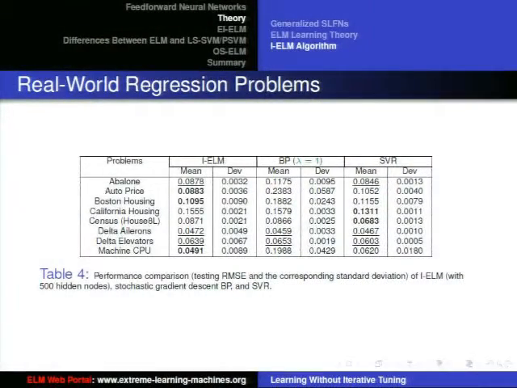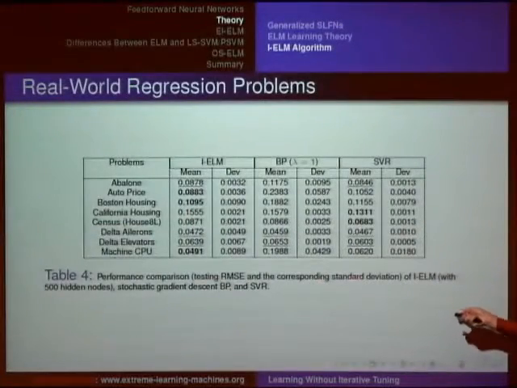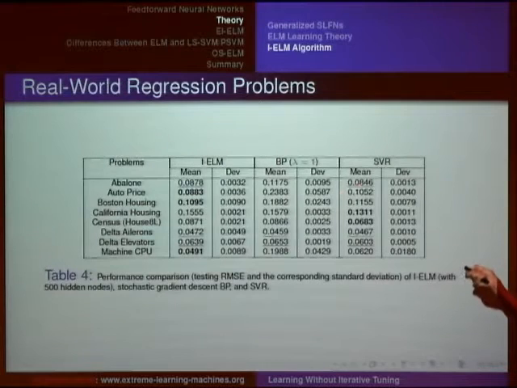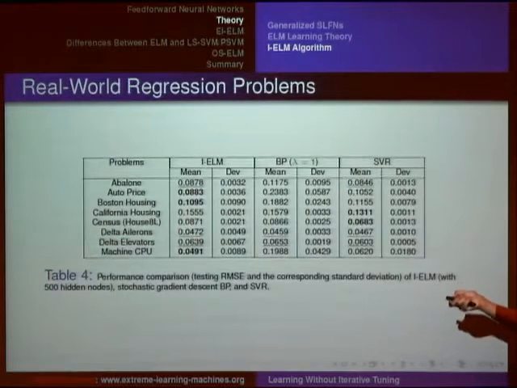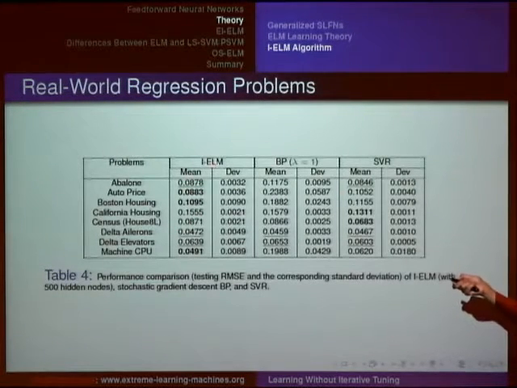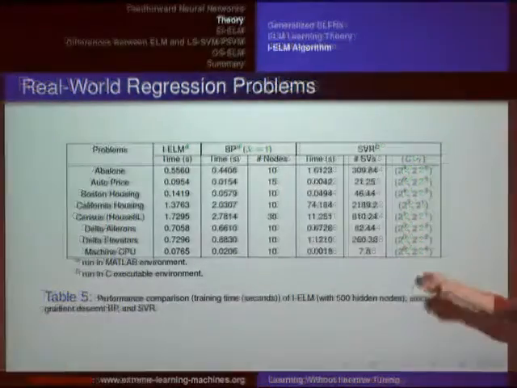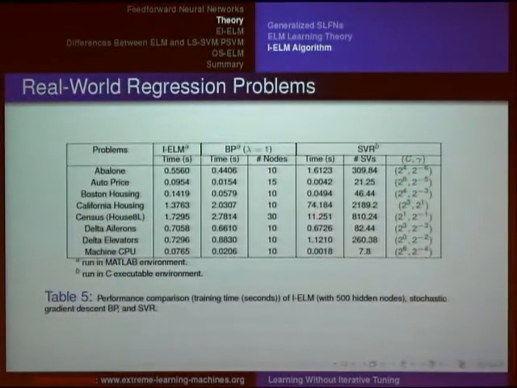Okay, so we also compare this with BP and the SVR, support vector machine for regression. You see, we compare using the ELM with 500 hidden nodes, compared with BP and the SVR. So you can see the accuracy here. Usually IELM and the SVR can reach similar results. But actually, the main advantage of IELM is here, you see, it looks very, very fast, right? Actually, no parameter to tune.